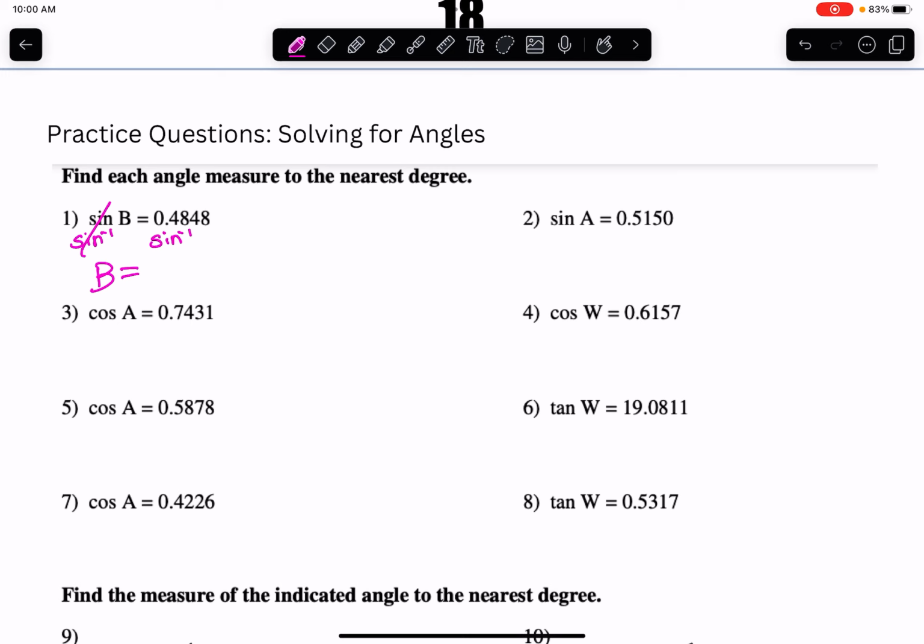So for the first one, I'm doing second sine of 0.4848 and rounding it to the nearest degree. So b is going to be about 29 degrees. Again, I'm doing the same thing here where I'm taking the inverse function. So second sine of 0.5150 to get 31 degrees.